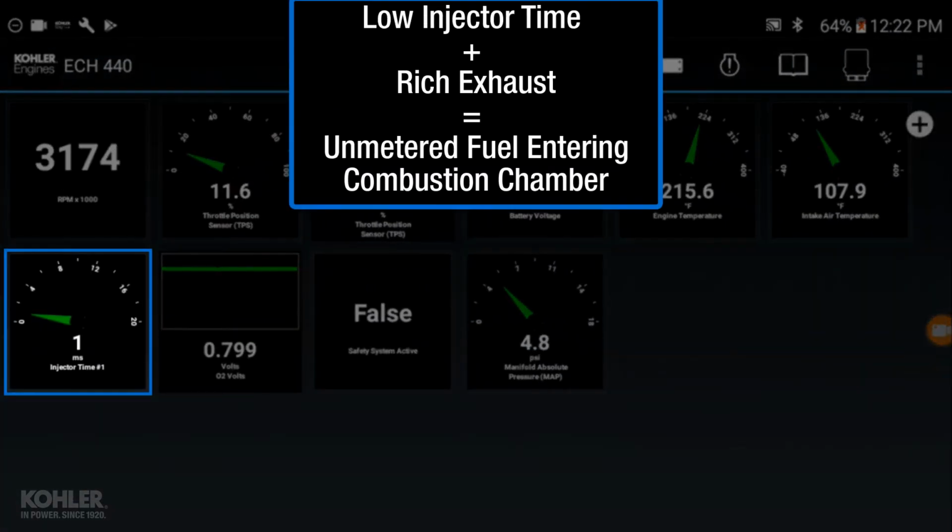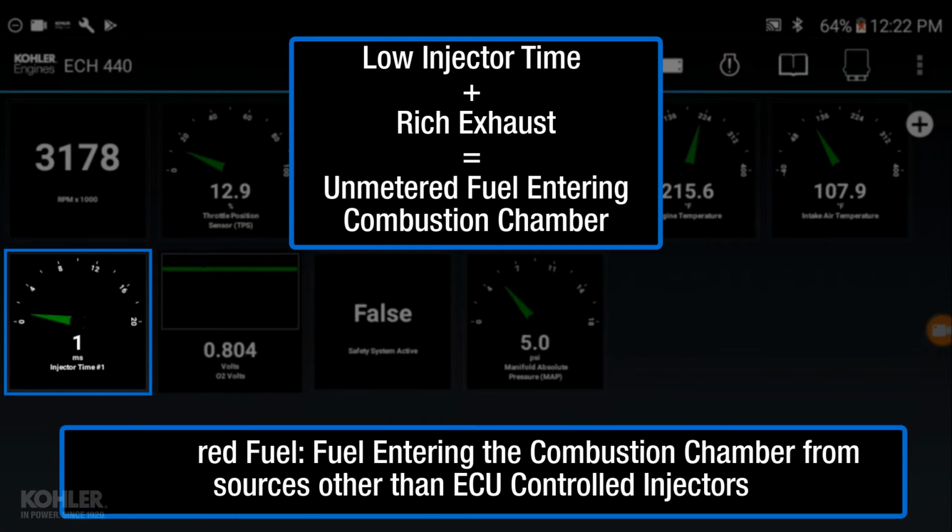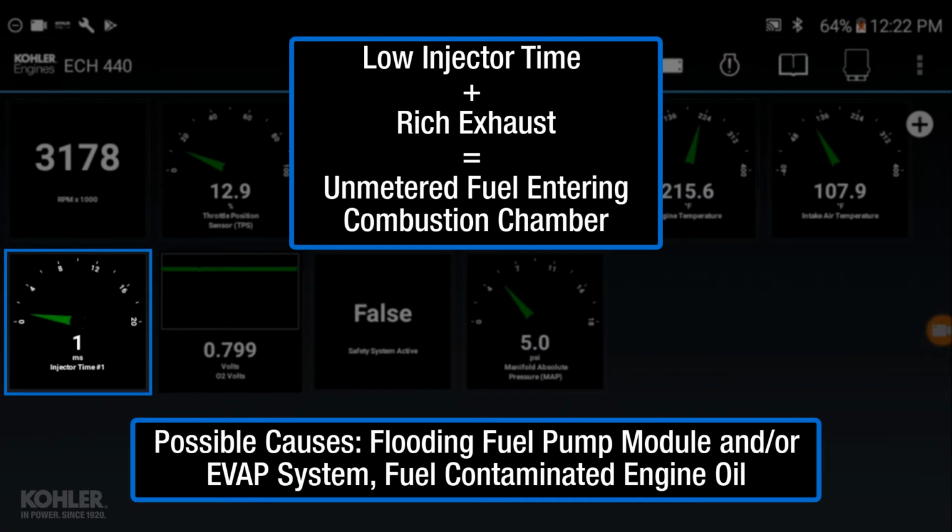Observing low injector time with rich running conditions is an indication of unmetered fuel entering the combustion chamber. Possible causes include the fuel pump module or evap system flooding the vent line into the throttle body and/or fuel-contaminated engine oil.